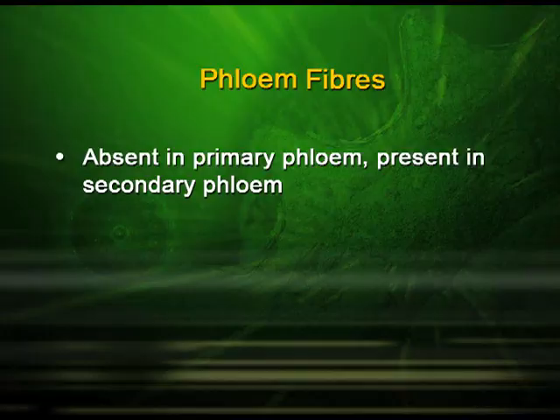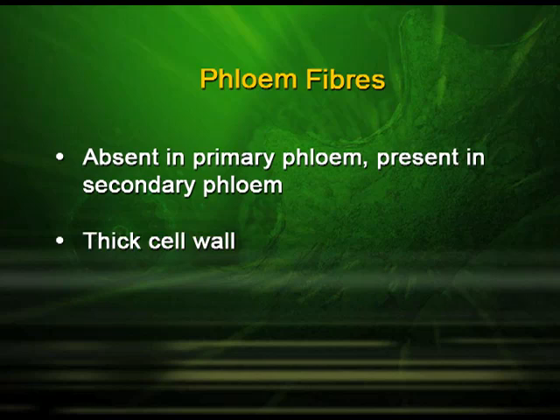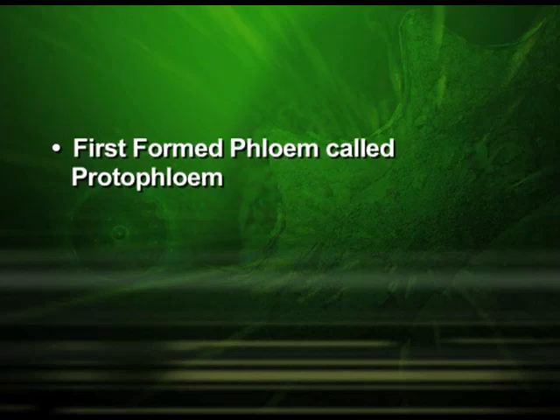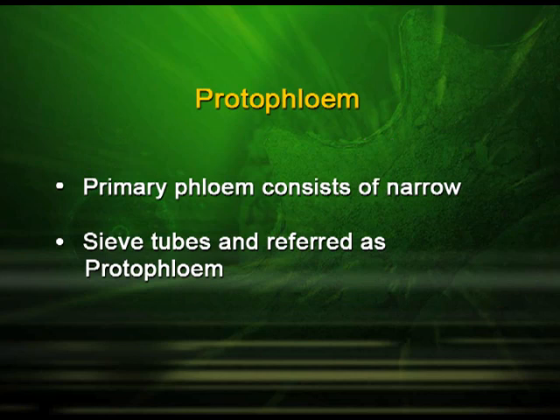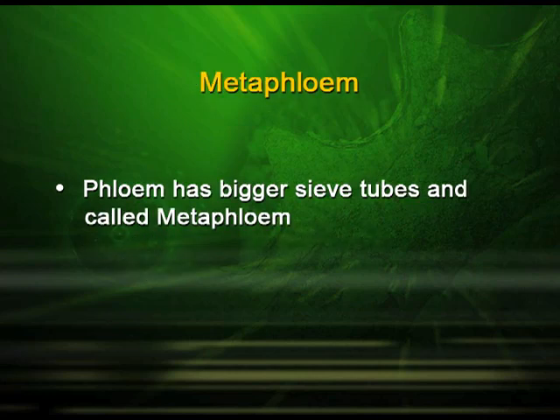Phloem fibers. They are sclerenchymatous cells. They are absent in primary phloem but present in secondary phloem. They have a thick cell wall. The first formed phloem is called the protophloem and the later formed phloem is called the metaphloem. Primary phloem consists of narrow sieve tubes and is referred to as the protophloem. Phloem which has bigger sieve tubes is called metaphloem.